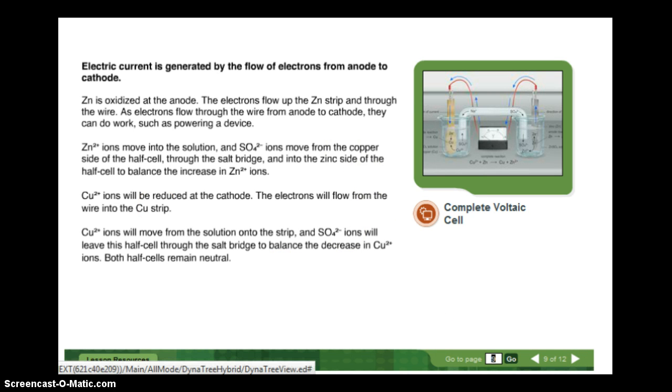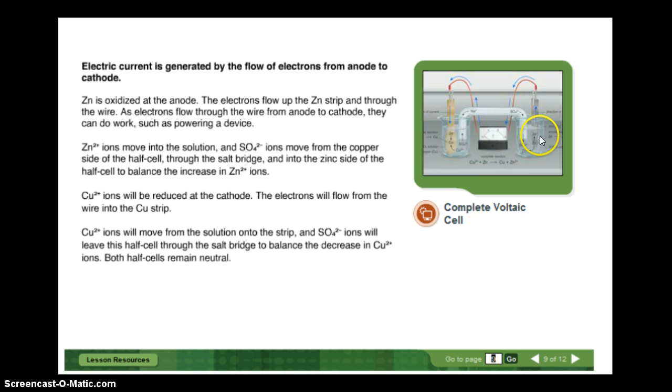Electric current is generated by the flow of electrons from anode to cathode. Zinc is oxidized at the anode. The electrons flow up the zinc strip and through the wire. Okay, so here's the picture. The electrons are going up through the wire. As electrons flow through the wire from the anode to the cathode, they can do work. They can power a device. They can turn on a light bulb. They can work your MP3 player.